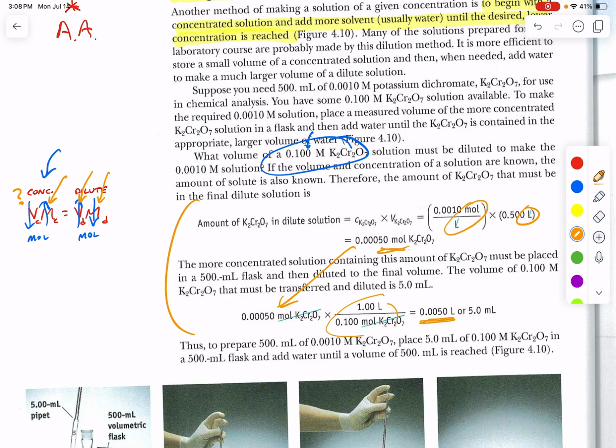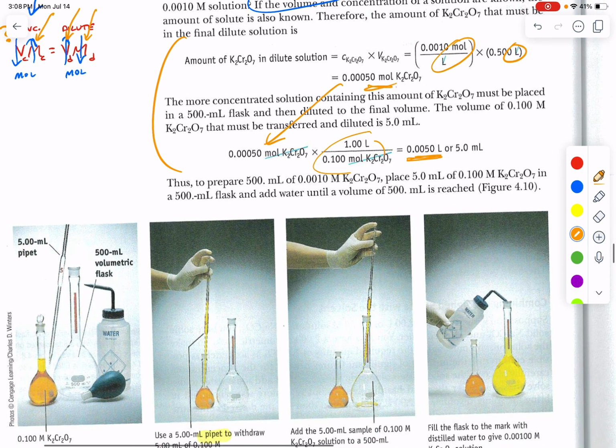And this is 5 milliliters. So I will get out a pipette, most likely a pipette that's maybe 10 mils, or if I have one that's exactly 5 mils, and I will pull solution up out of my concentrate into the pipette until I have 5 mils.